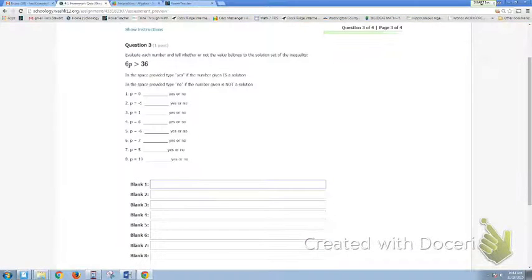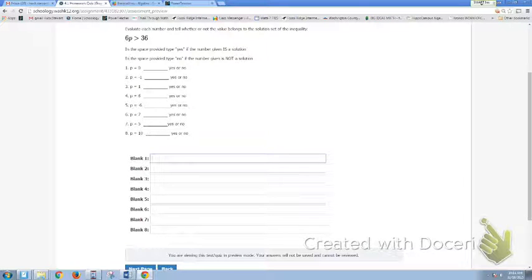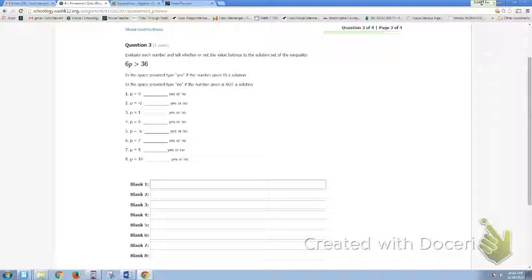Okay, so in this question, this is going to seem very long and lengthy, but I want you to think about it, and your whole goal is, it says, to evaluate the number and tell whether or not the value belongs to the solution set of the inequality. So basically what you're doing is you're going to type yes if the number is a solution to this inequality right here. You're going to type no if the number is not a solution to that inequality up here.